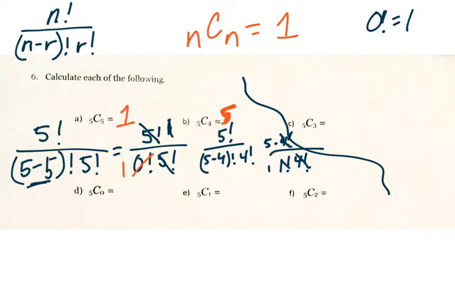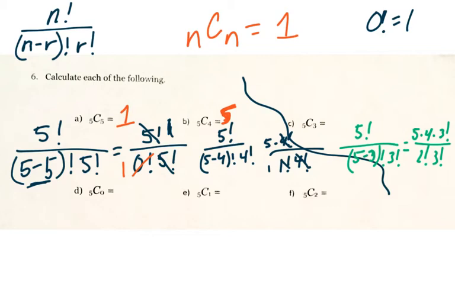Okay, so 5 choose 4. The answer to that is 5. All right, let's do 5 choose 3. So we have 5 factorial over 5 minus 3 factorial times 3 factorial. We're going to do that same kind of manipulation of the numerator and the denominator. First, we're going to do the 5 minus 3, which is 2 factorial times 3 factorial in the denominator. And then in the top, the biggest factorial we have in the denominator is 3. So essentially, we're going to rewrite 5 factorial as 5 times 4 times 3 factorial.